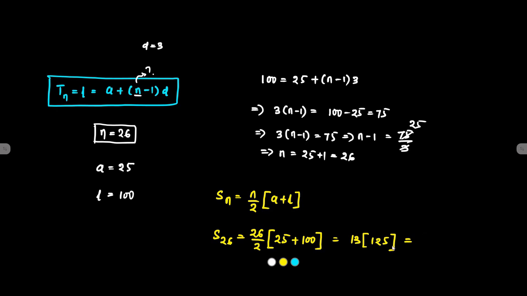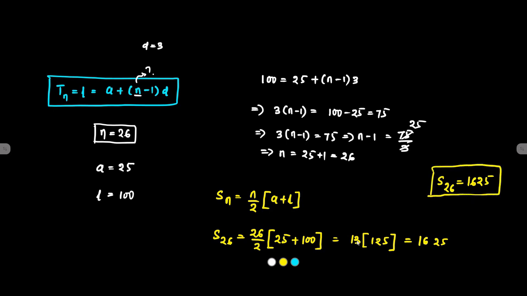Okay, so this is equal to how much? 13 into 100 is 1300, and 13 into 25 is 325. So 1300 plus 325 is 1625. Yes, this is the sum of the total number of terms present in the given arithmetic progression.